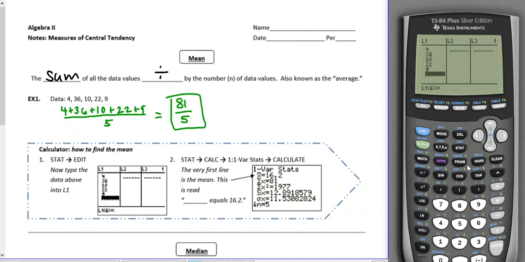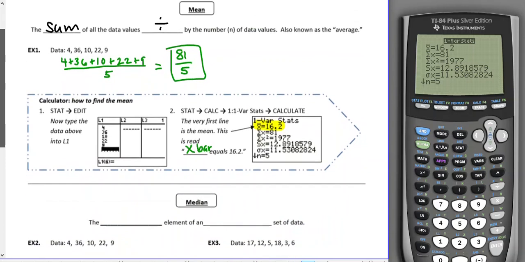Then step 2, we're going to go Stat, Calc, and we want the first section that says 1 Var Stats. Hit Enter, and then go down to Calculate. So this actually calculated the mean for us, and the mean is this x bar, and that's what we call it, x bar. So that is an overview of your mean, your average.